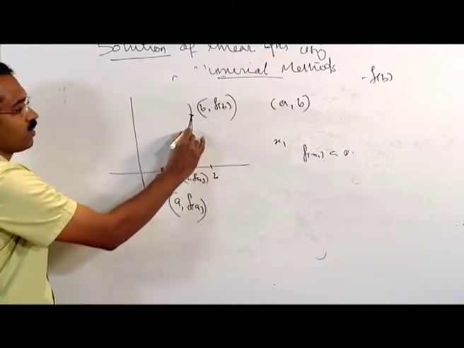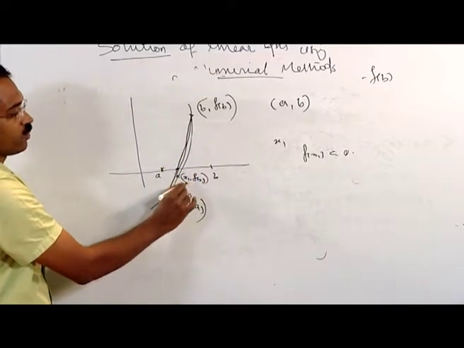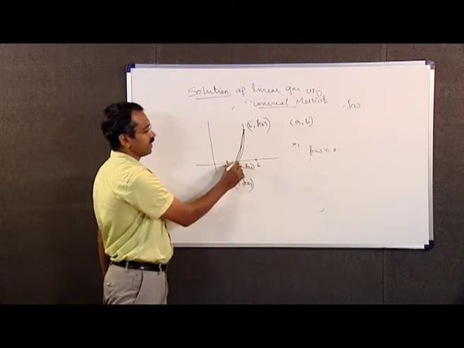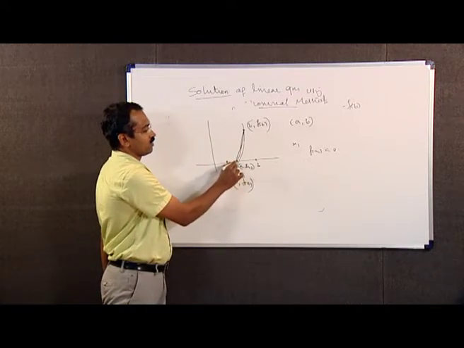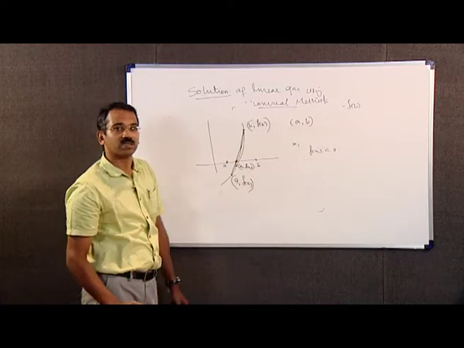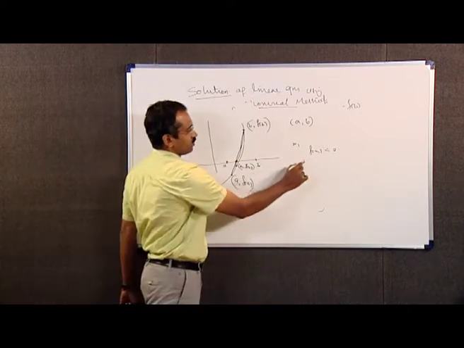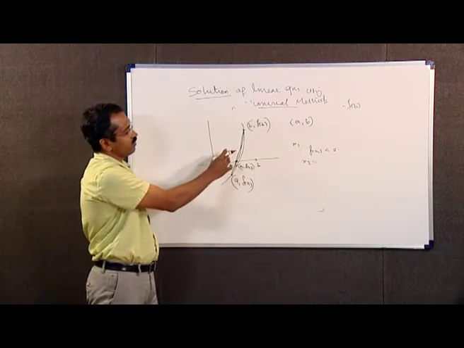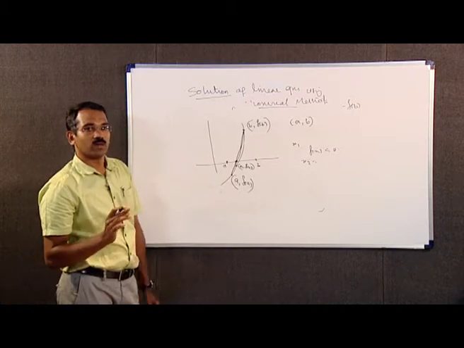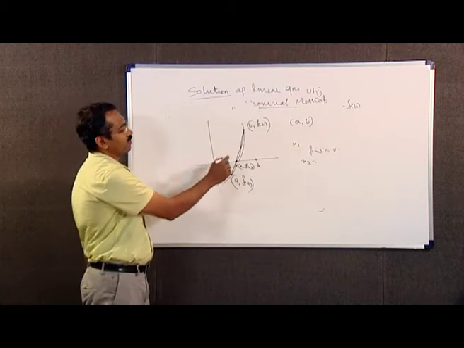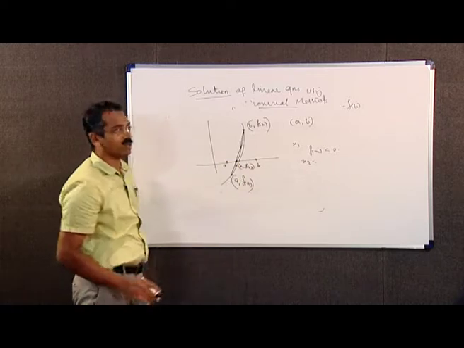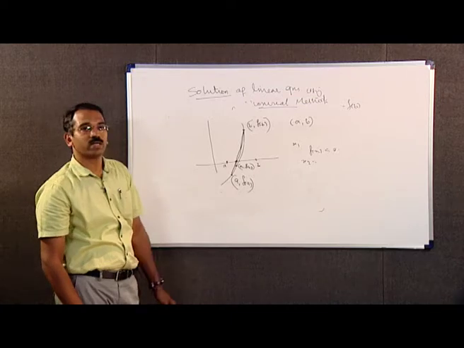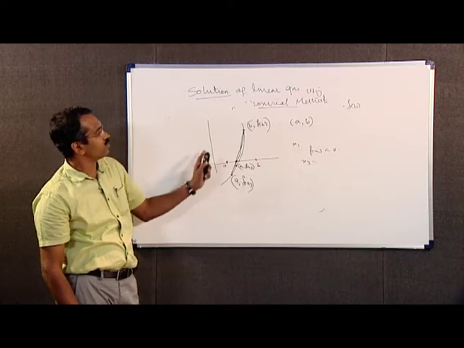Next, we draw the chord joining these 2 points x1, f of x1 and b, f of b. This will intersect the x axis, which can be taken as the second approximation, say x2. In this order, we can find an interval whose limits are close enough, which is the geometrical interpretation of this method.